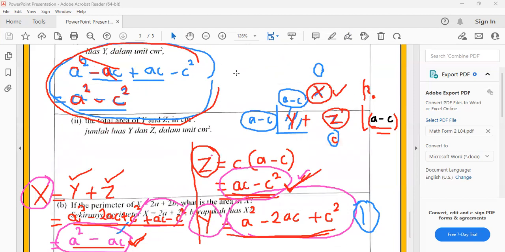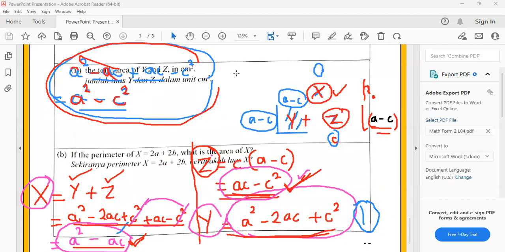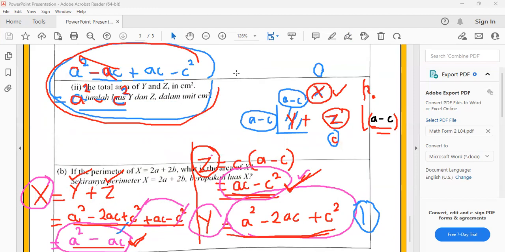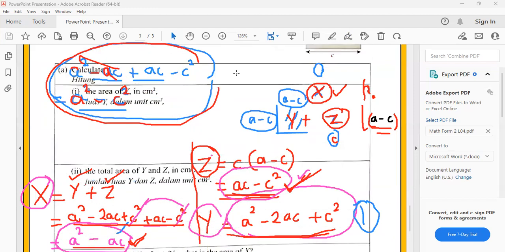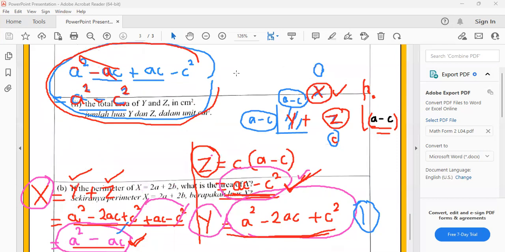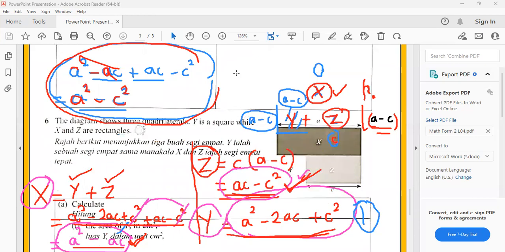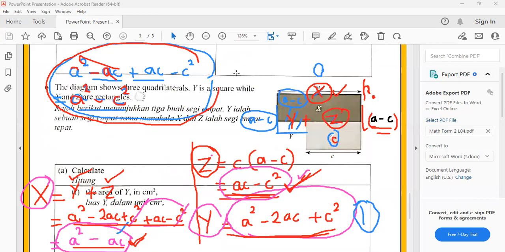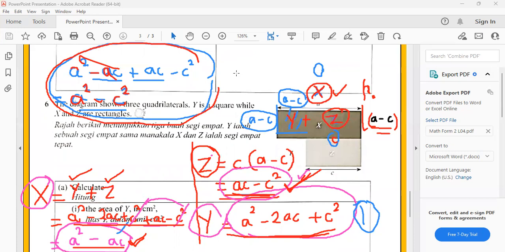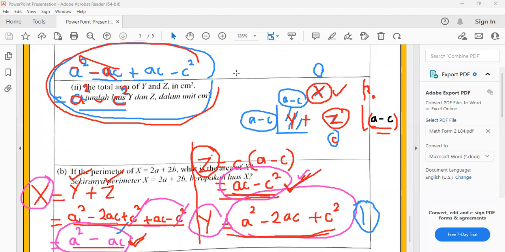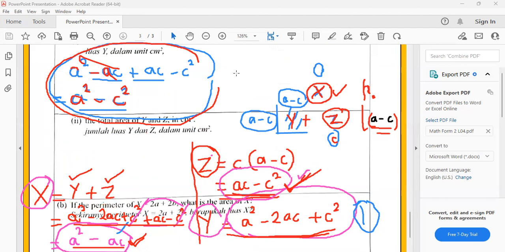Okay, the third part goes like, if the perimeter of X is 2A plus 2B, what is the area of X? So they said that the perimeter of X is 2A plus 2B. What do you understand by perimeter? Perimeter means go around. Yes or not? Okay, it goes around. So they say that the perimeter is 2A plus 2B.